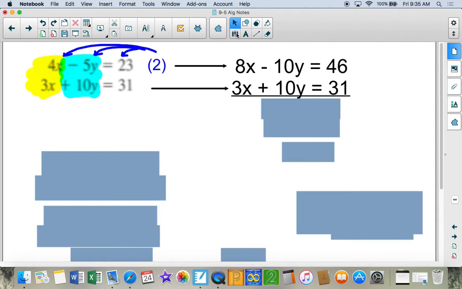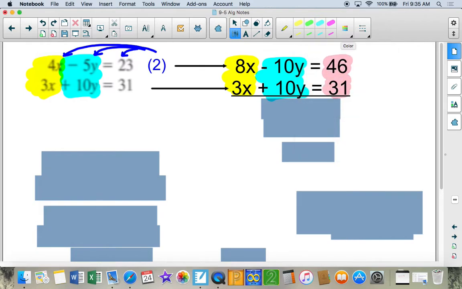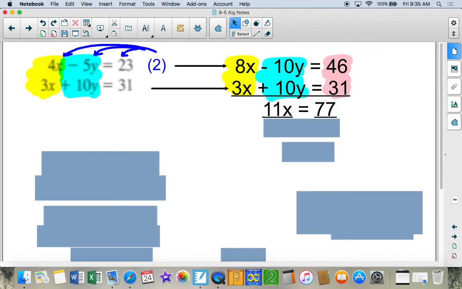And now, if we combine the columns, 8x and 3x makes 11x. Negative 10y and positive 10y cancel. And then 46 and 31 makes 77. So we notice that we've been able to eliminate one of the variables, and now we have a single variable. So we can isolate for x, divide both sides by 11, and we get x equals 7.